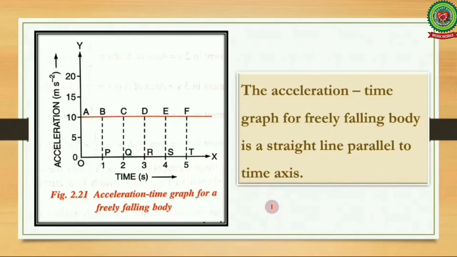So let's see the different graphs for a freely falling body. The first is the acceleration time graph. The acceleration time graph for a freely falling body is a straight line parallel to the time axis. So here we have drawn a graph of a freely falling body. You can see that as the acceleration due to gravity is constant, as the time increases, the acceleration remains 10 meters per second square, which is the value of acceleration due to gravity.